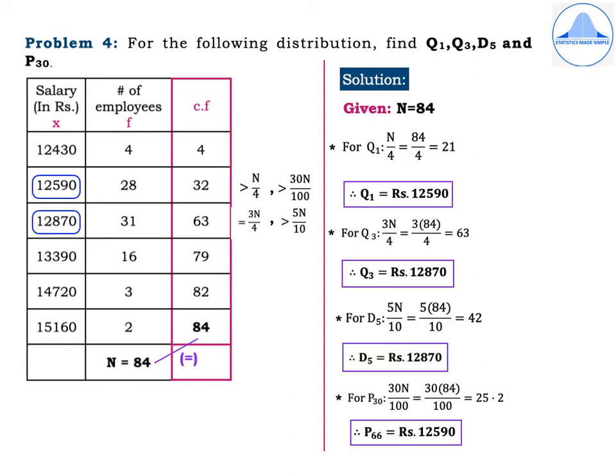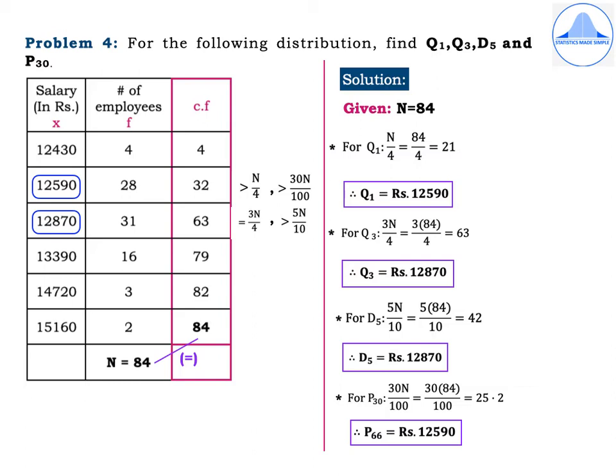Similarly, for Q3, find out 3n by 4, which is 3 into 84 divided by 4, which is equal to 63. Now the value which is equal to this 63 or greater than 63 in the third column in the table is 63. So corresponding to it, write equal to 3n divided by 4, and you get Q3 is equal to rupees 12,870.